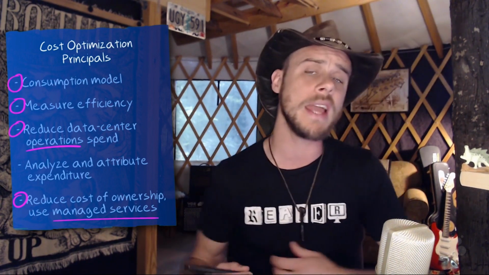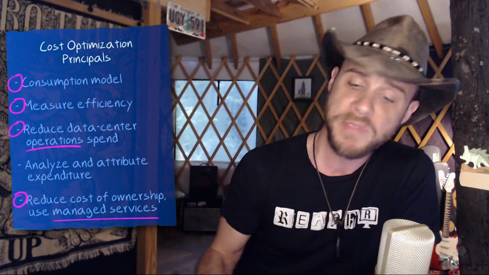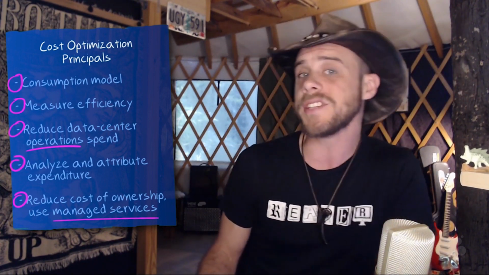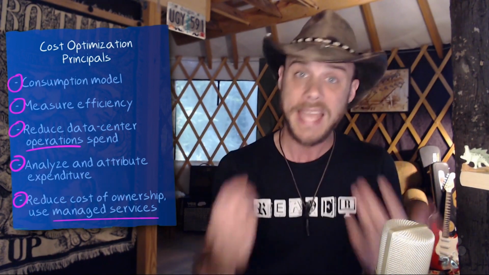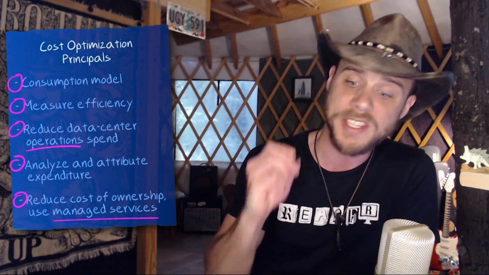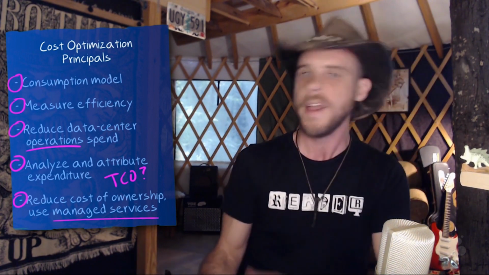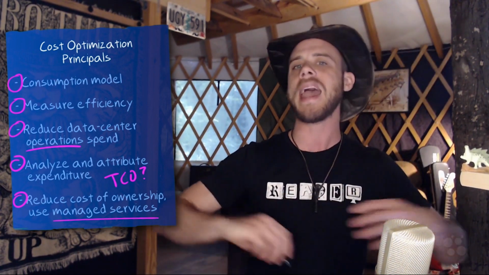And along those same lines of measuring and understanding where your optimization benefits exist, the final option on here, analyze and attribute expenditure. A lot of organizations point out that one of their big reasons for going to the cloud is that they're excited about getting a bill. For a long time now, many organizations have really struggled with something called total cost of ownership. Dun, dun, dun.